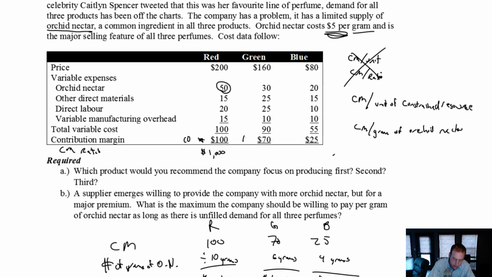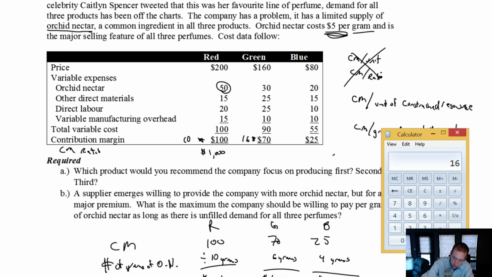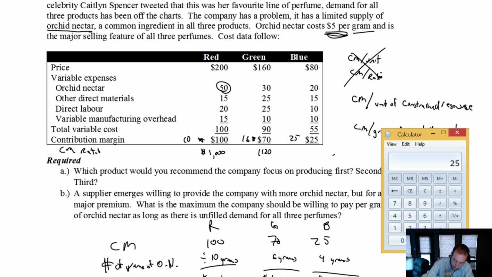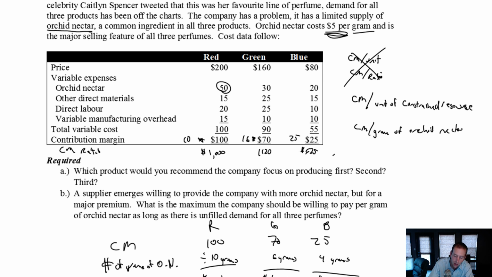If we only made green, it takes 6 grams. So we could make 16 bottles, almost 17 bottles, but let's just say 16 and round down. 16 bottles times $70 is $1,120. With blue, we could make 25 bottles, because blue takes 4 grams, times $25, is $625. So again, if we only had 100 grams and we just focused on one of them, of course we'd focus on green. So green is the one we should be focusing on because we do have a constrained resource.